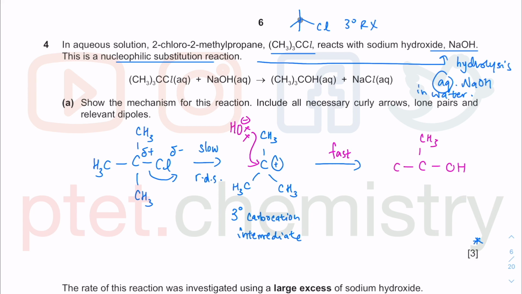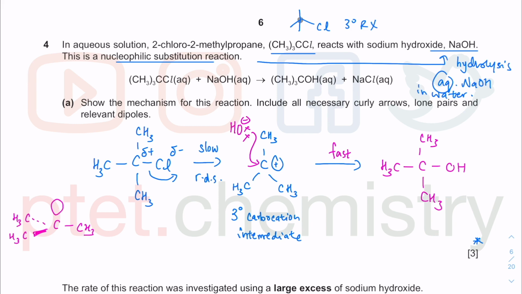So even though I show the hydroxide attacking from the back, it really doesn't matter. It doesn't really attack from the back because this is a carbocation ion. This carbon is trigonal planar. So what actually happens is you have a trigonal planar plane like this, and it's not actually attacking from the back or anything.